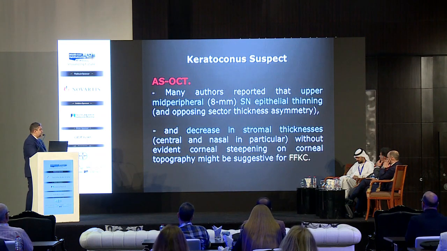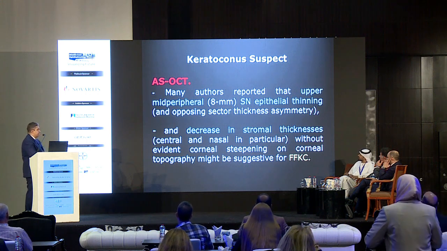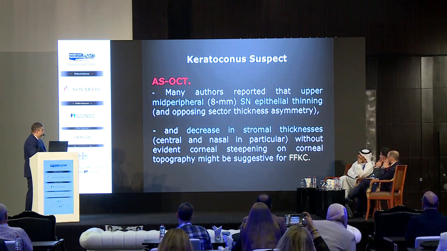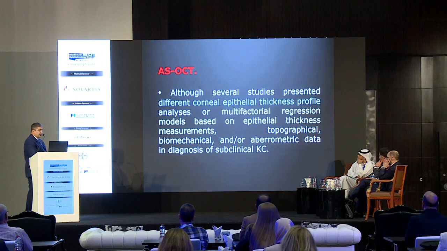Anterior segment OCT, sometimes we use it. Many authors reported that upper mid-peripheral superior-nasal epithelial thinning and opposing sector thickness asymmetry, and a decrease in the stromal thickness, central and the nasal part in particular, without evident corneal steepening on the corneal topography, might be suggestive for a form of refractive keratoconus. It's not that important, but we have to know about it.